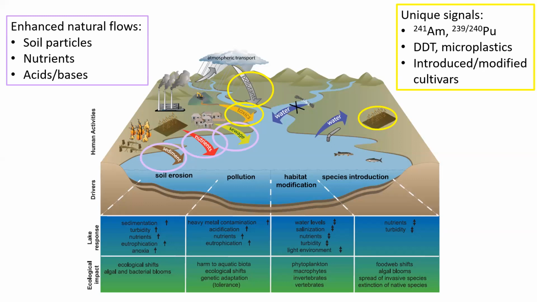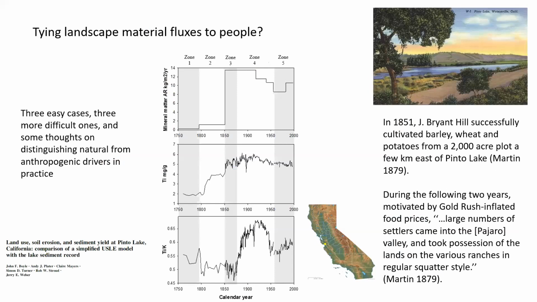They're not wholly new. And that presents us with a huge problem, because occurring naturally, we're only going to see an enhancement, and where human activity is low or natural fluxes are high, then we're going to have difficulty distinguishing anthropogenic from natural. And this is an age-old debate, of course. The question, of course, is how do we go about tying landscape material fluxes to people?